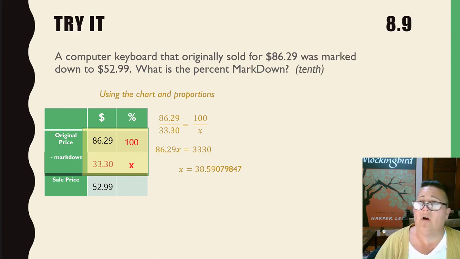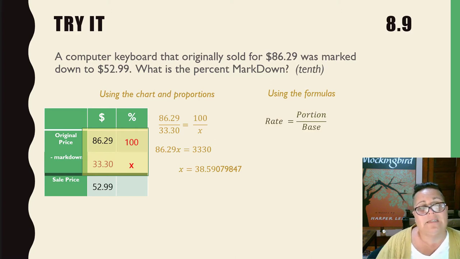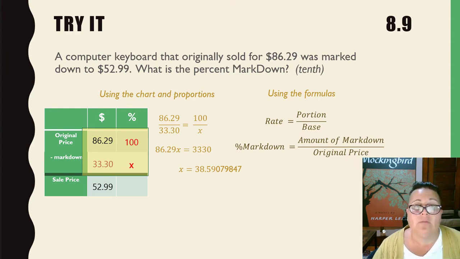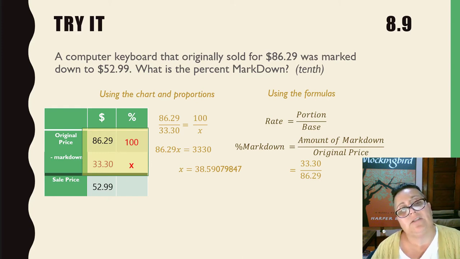So I can also use the formulas, and since this is a formula and I'm looking for a percent, I'm going to use that the rate is equal to the portion over the base, where the rate is the percent of my markdown. The portion is the amount, the dollar sign, cha-ching, on the markdown, and my original price is the base, which is the 100%. That's what it was supposed to be anyway. So the percent markdown is unknown to me. That's what I'm trying to find. The amount of the markdown I already figured out. That's the money saved, cha-ching, or $33.30. The original price is the $86.29.